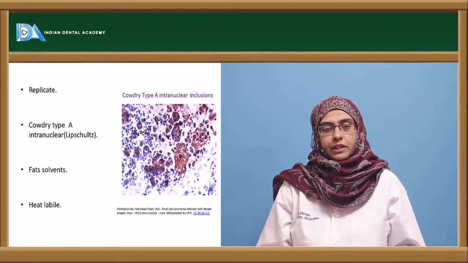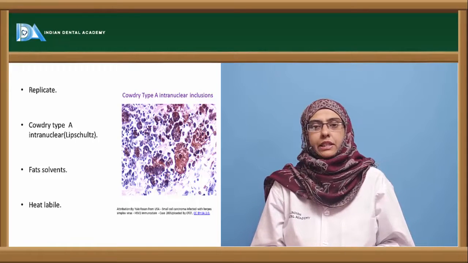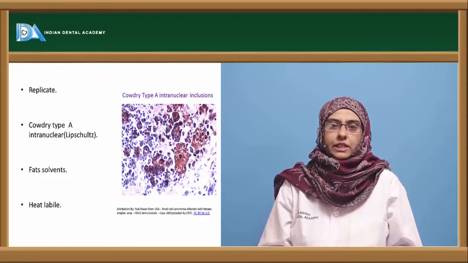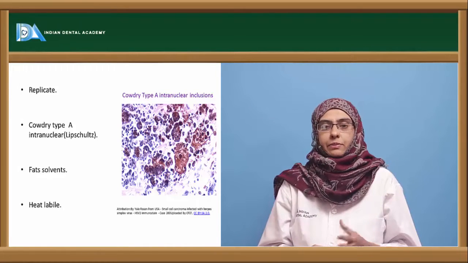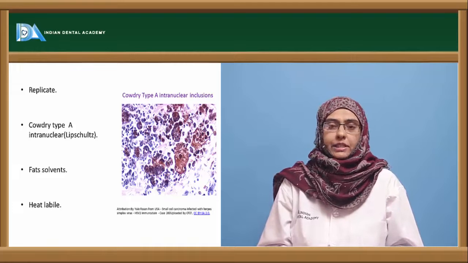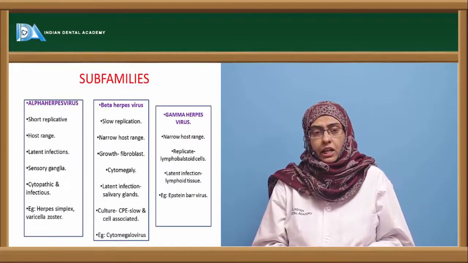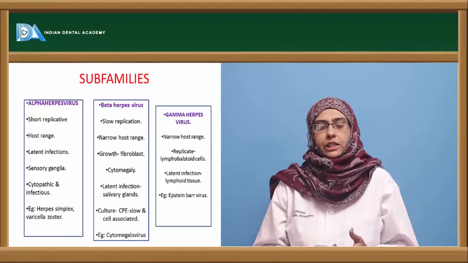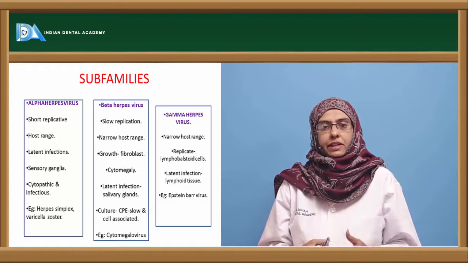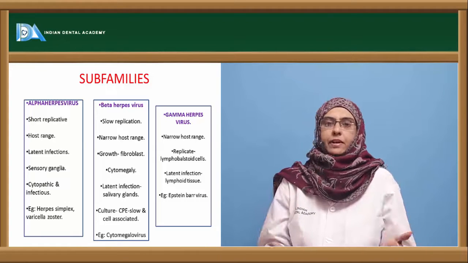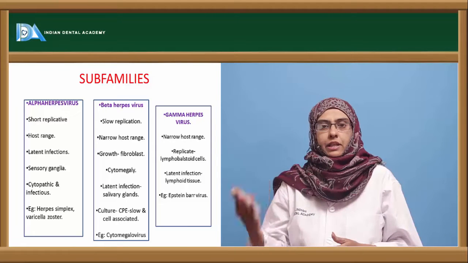Because this organism is an enveloped virus and the envelope is made up of lipids, it can be easily solubilized with fat solvents such as ether, chloroform or bile. The herpes virus is highly heat labile in nature and has to be stored at minus 70 degrees centigrade. Based upon their biological, physical and antigenic properties, these herpes viruses are divided into 3 subfamilies: alpha herpes virus, beta herpes virus and gamma herpes virus.